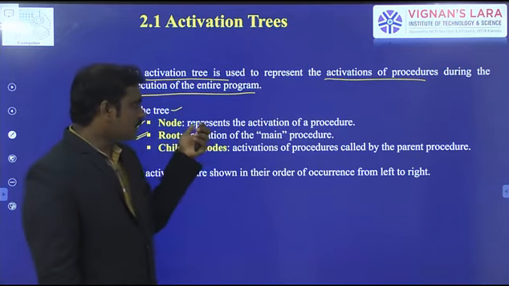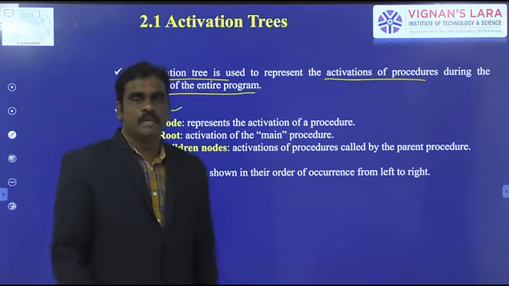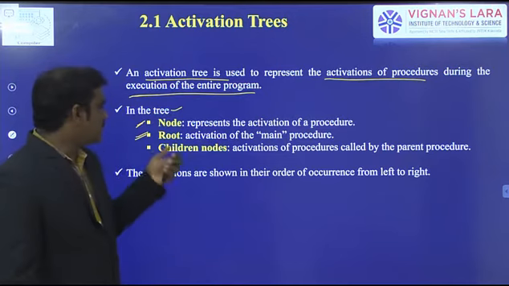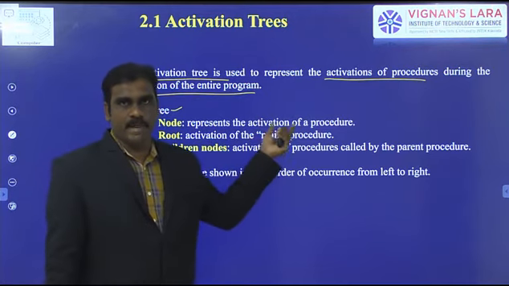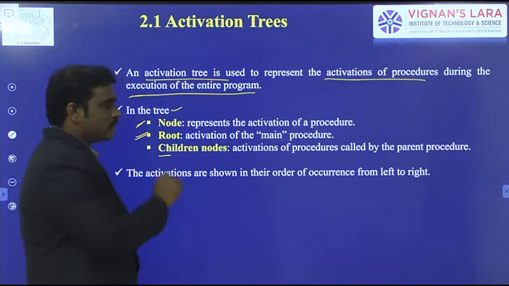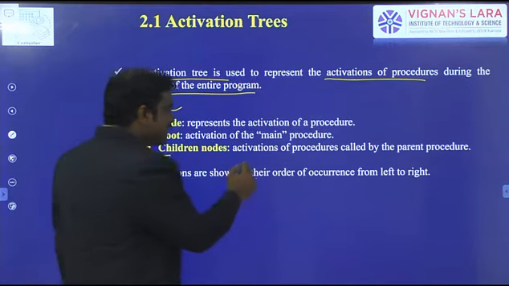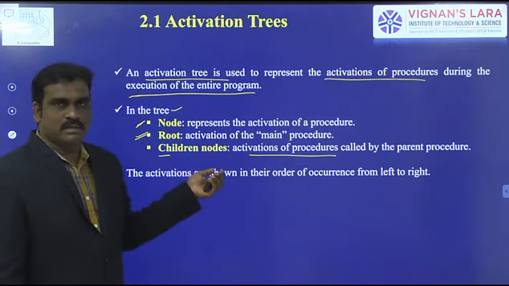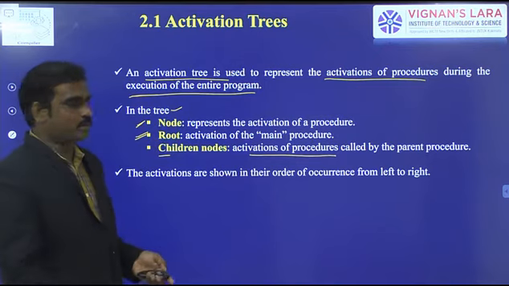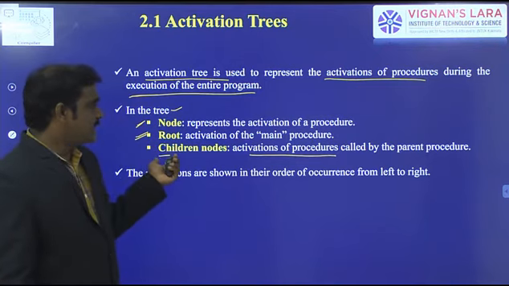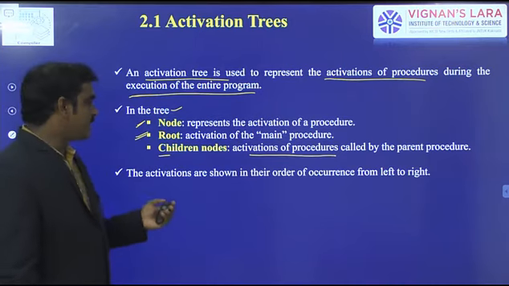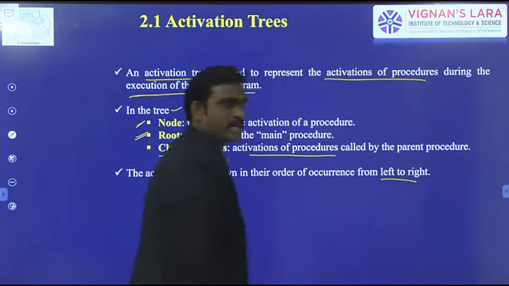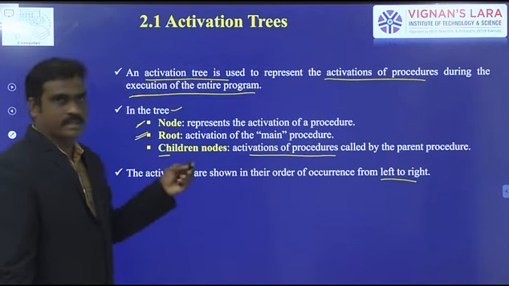Each node represents the activation of a procedure, so each procedure activation is one node. The root node is the main function. The children nodes are nothing but the activations of procedures called by the parent procedures. And generally the activation approach is from left to right only. So this is the activation tree definition.